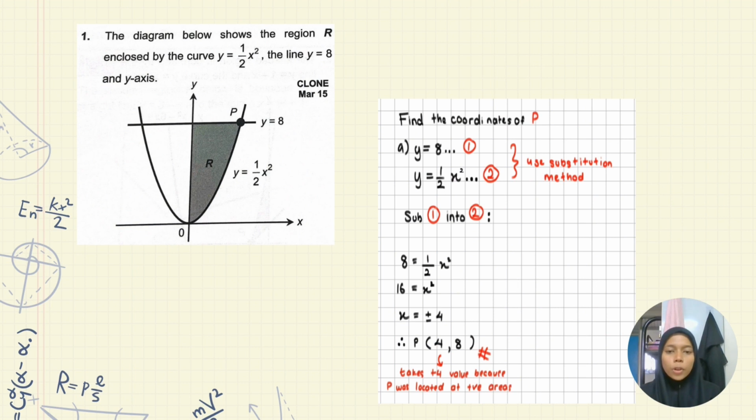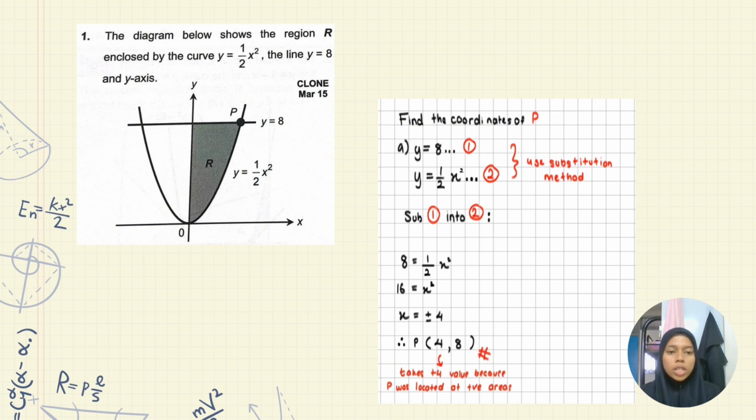Now, I'm going to explain the problem statement and solving. Question number 1: the diagram below shows the region R enclosed by the curve y equals 1 over 2x squared, the line y equals 8 and the y-axis. For A, find the coordinates of P. y equals 8 is equation number 1. y equals 1 over 2x squared is equation number 2.